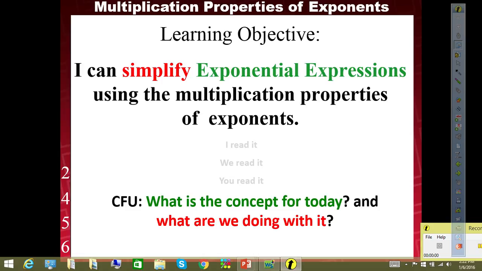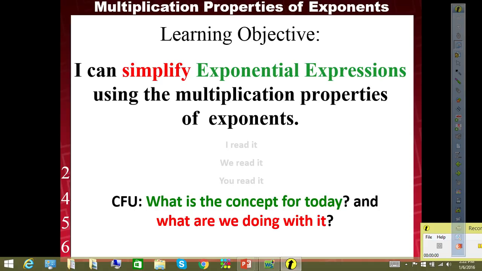Our objective for today: I can simplify exponential expressions using multiplication properties of exponents. Read together. 1, 2, 3. I can simplify exponential expressions using multiplication properties of exponents.